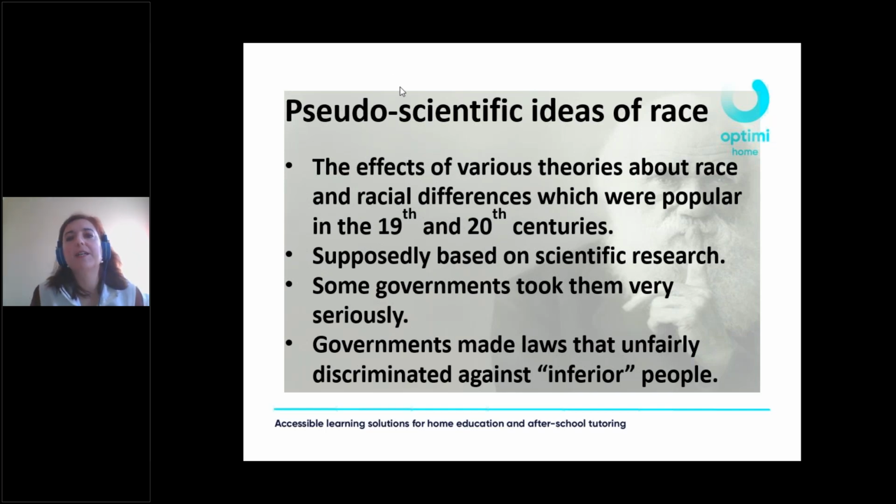Right, we're going to start with pseudoscience, scientific ideas of race. In Afrikaans praat ons van pseudowetenskaplike idees van ras. Now, a lot of people don't know that society during the late 19th century as well as the 20th century was influenced by a lot of scientific research based on race. And that is why you would see tendencies throughout the world of racism. Supposedly many of these theories were based on scientific research. Some governments during this time took them very seriously. And then governments made laws that unfairly discriminated against inferior people who were not the ideal race based on the scientific research.